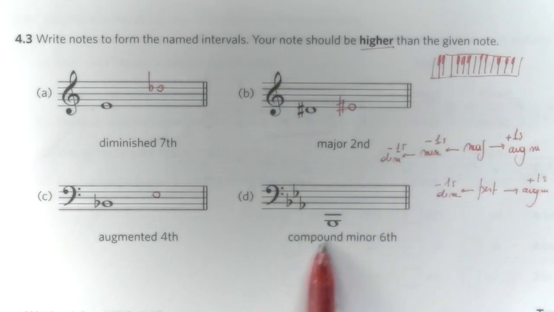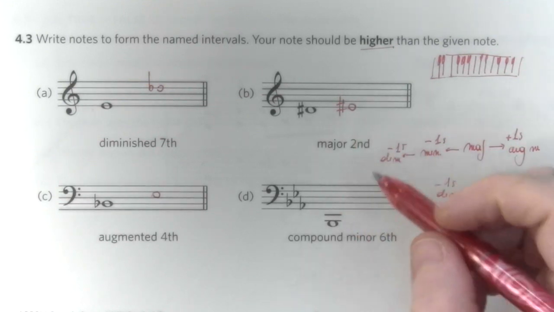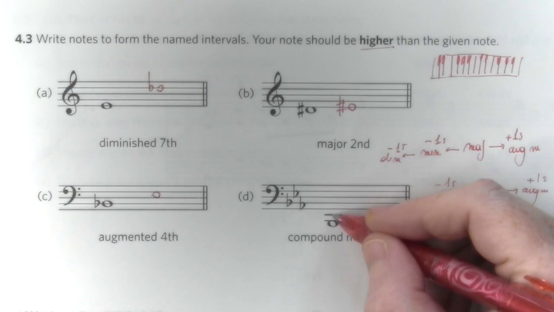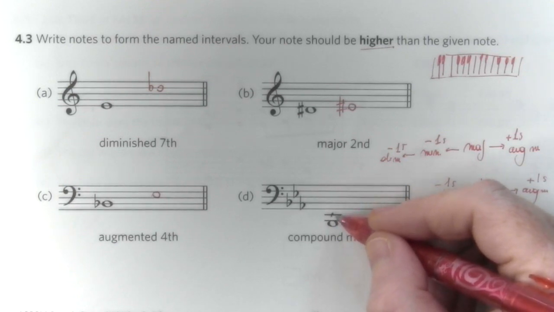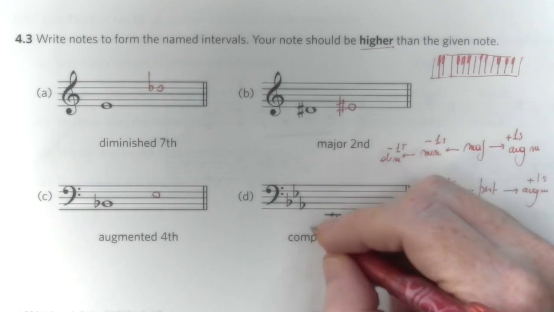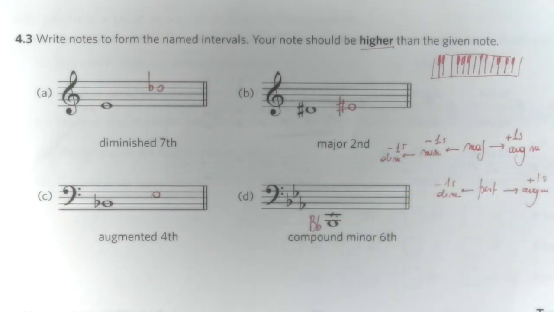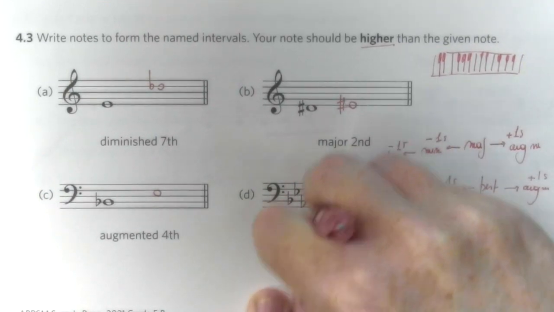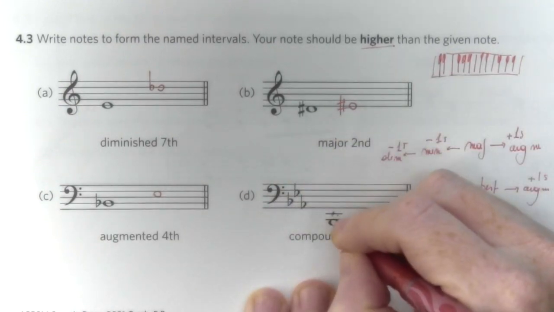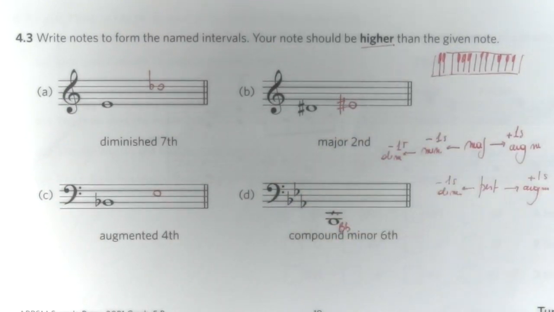Next one, a compound minor sixth. Oh, that's gross. All right, this is Mi, Re, Do, Si. This is B flat. Guys, the flats. Oh, I need more space here. B flat. So let's flip it over and make it a major third. This is what we need. Okay, B flat, a major third.